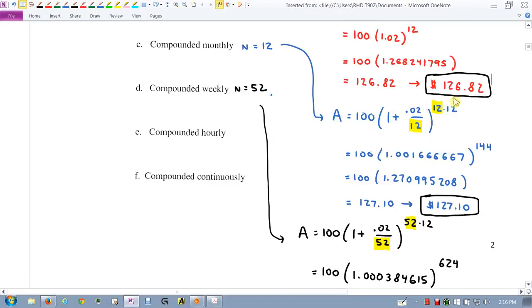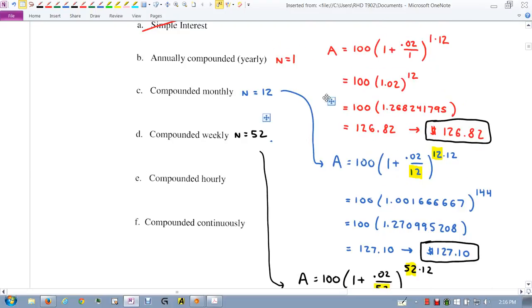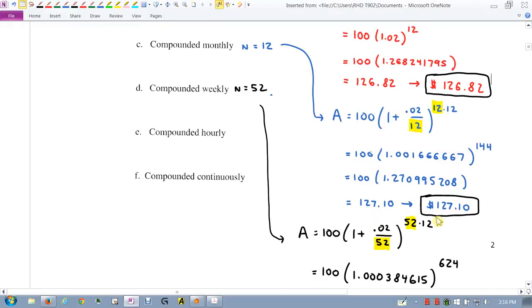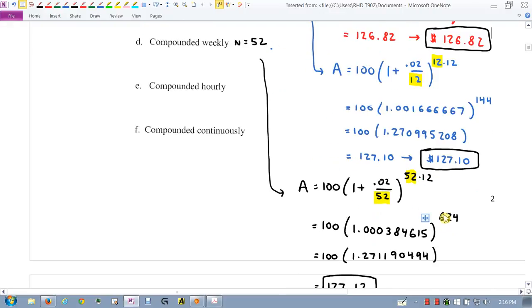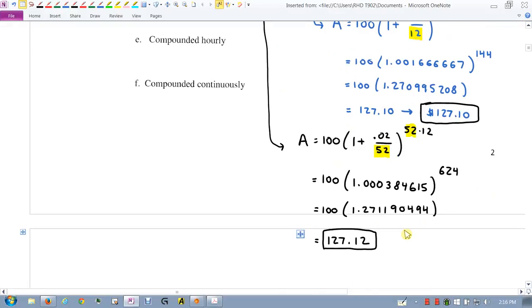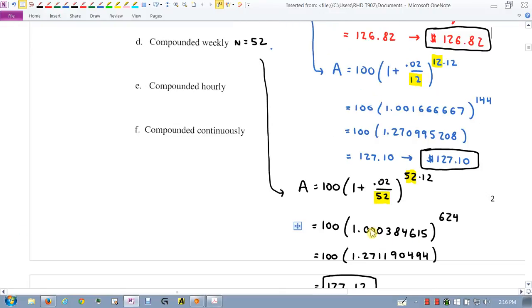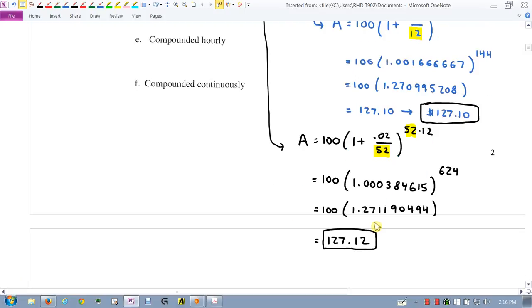So if the bank compounds the interest yearly, $126.82. They do it monthly, $127.10. They do it weekly, $127.12. It's not really looking like the more they do it, the better off it is for me. I mean, it is better off, but it's not significant, is it?